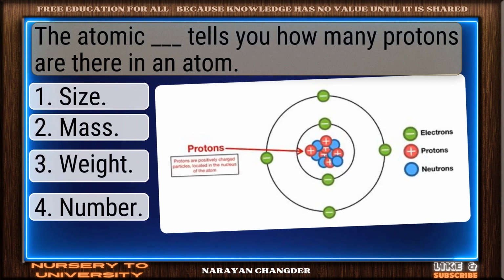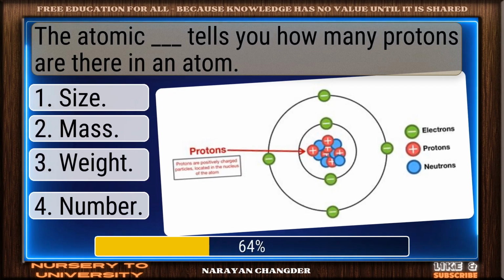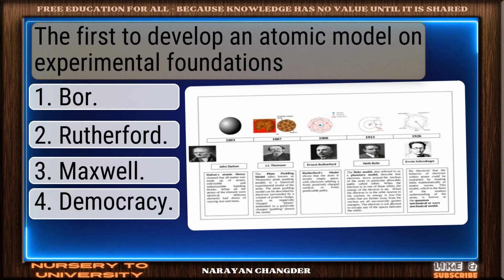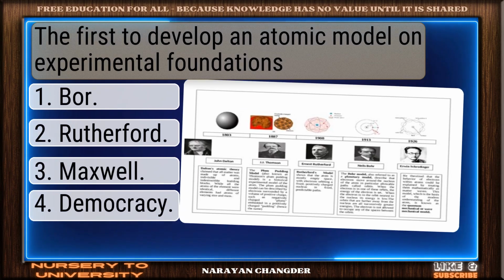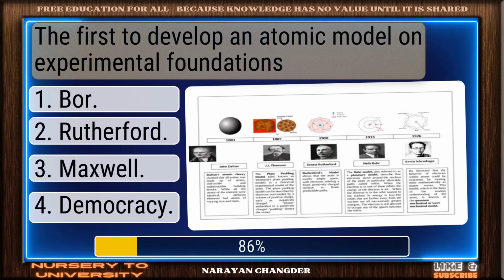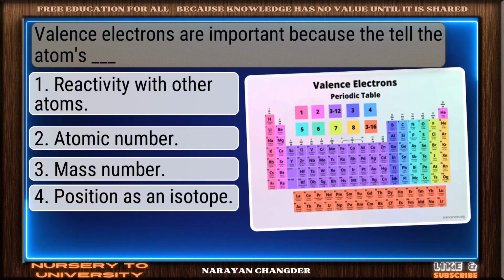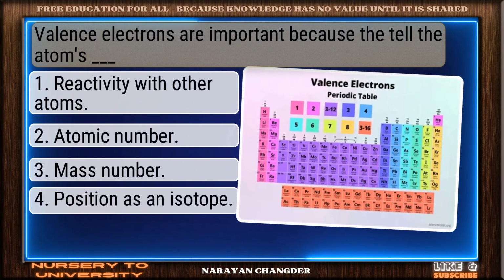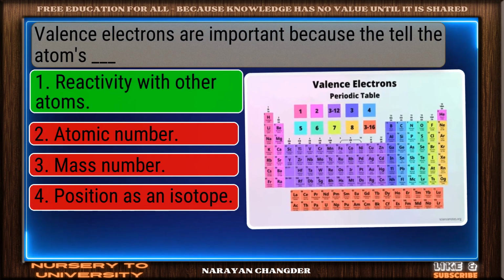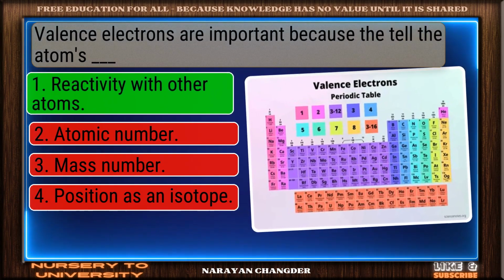The atomic dash tells you how many protons are there in an atom. Smart move. Number is an accurate answer. The first to develop an atomic model on experimental foundations. Right choice. Rutherford is the best answer. Valence electrons are important because they tell the atoms dash. Clear logic. Your choice reactivity with other atoms is sound.